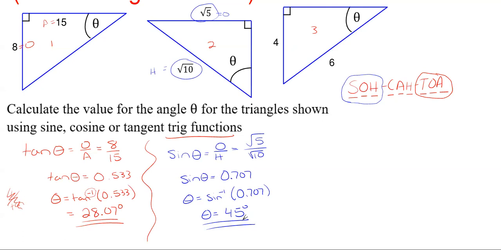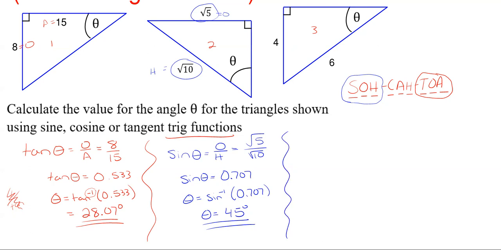So nothing super tricky here, just realizing what would be the fastest trig function to use. And you can use all three trig functions with each of these triangles. We're just showing you the faster way to do it, utilizing one of the trig functions with the given sides.